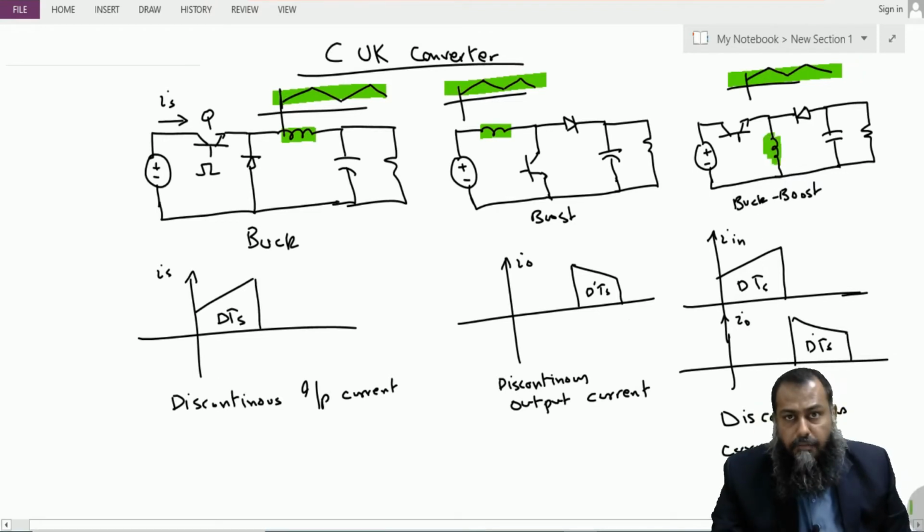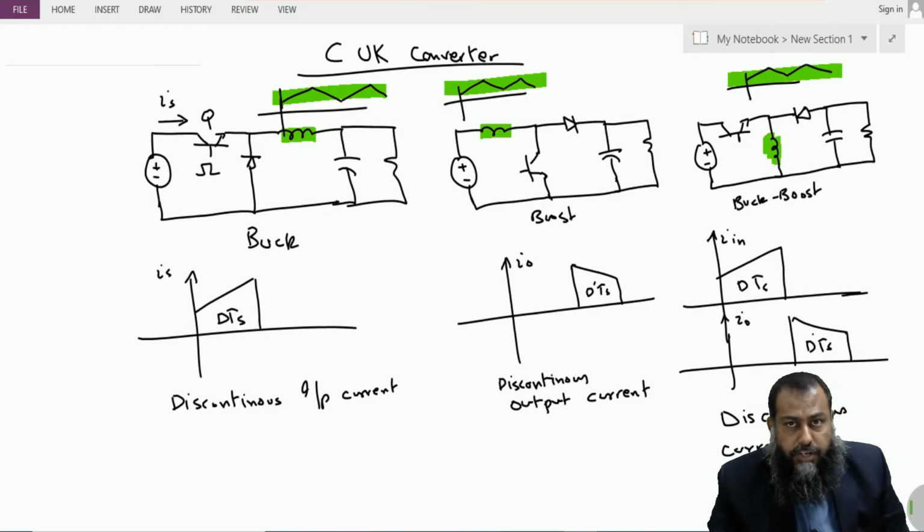This problem was solved by the renowned scientist Slobodan Cuk. He came up with an idea that instead of having a discontinuous input current and a discontinuous output current, we can achieve the same voltage transfer ratio as a buck boost converter by having a two inductor topology, which will have a continuous input current as well as a continuous output current. So let us move on to the topology proposed by Cuk and understand and derive the transfer function of that particular topology.